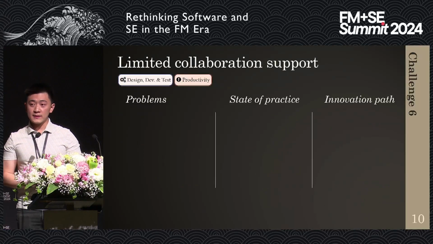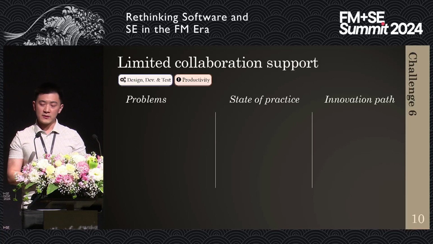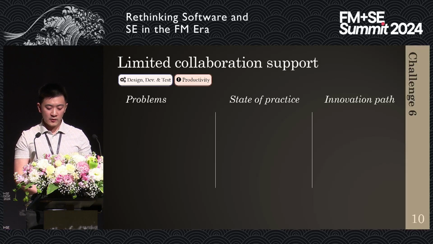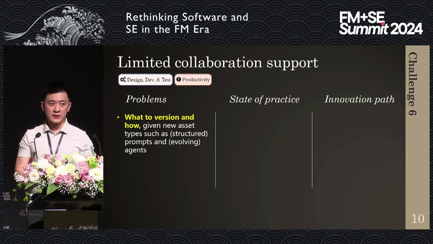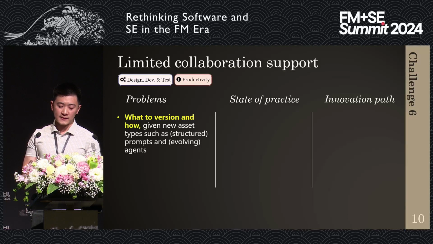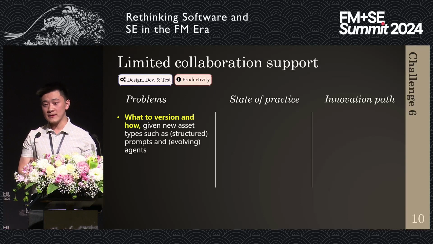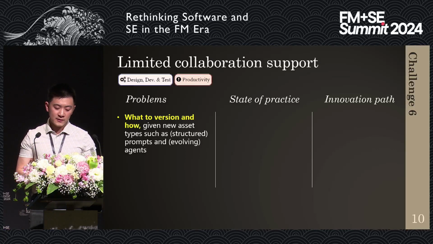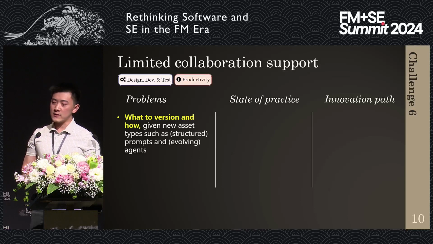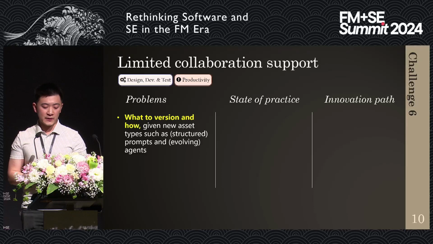The sixth challenge we're seeing is the limited collaboration support throughout the whole life cycle. There are three big problems we're seeing here. The first is to enable collaborative development. In the traditional software sense, we heavily rely on version control systems, a lot of times distributed version control systems, to enable multiple developers to work on the same software. But in foundation model applications, what to version and how to version them becomes a big challenge.